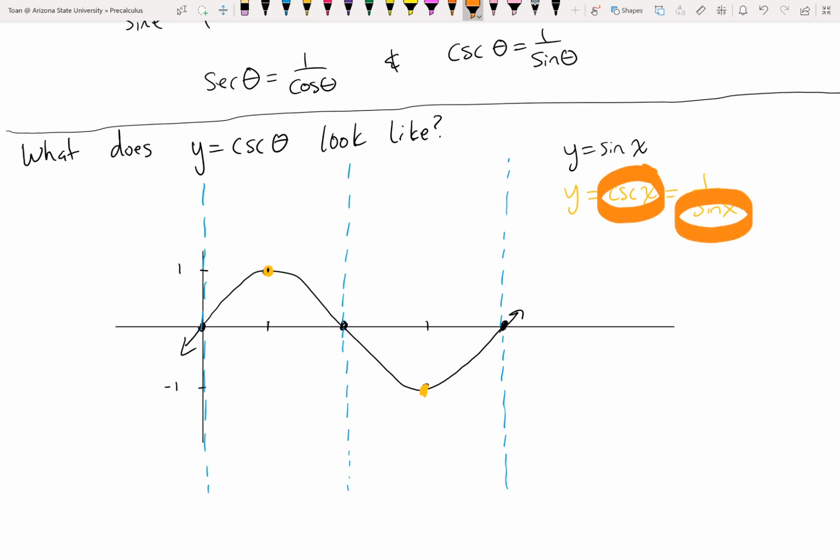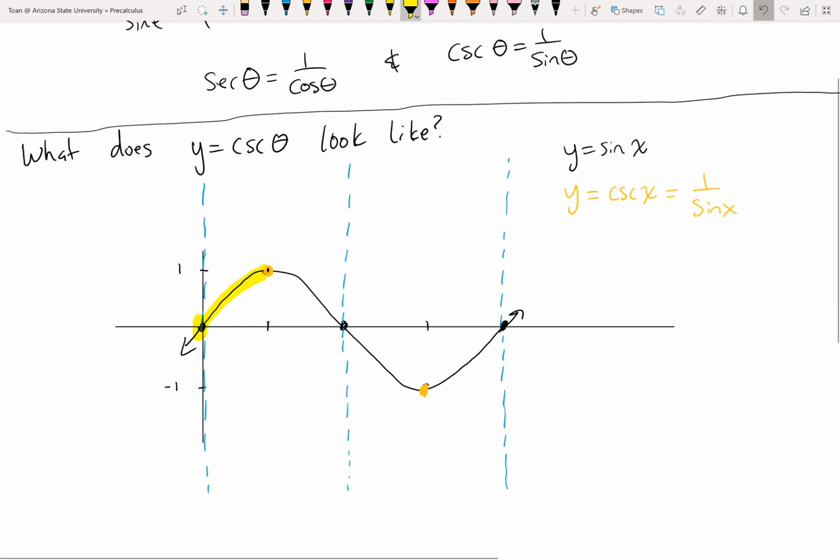Cosecant and sine are inversely proportional to each other. So whatever the sine graph does, the cosecant graph should do the exact opposite. So let's start at x equals 0 and then trace along the sine graph. As I go rightwards, do we see here how the graph is going up to the number 1? Well, that tells me the cosecant graph should do the exact opposite.